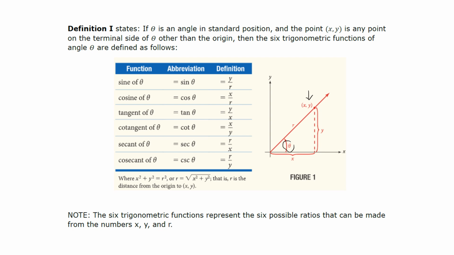So the 6 functions that we just went through, sine, cosine, tangent, cotangent, secant, and cosecant, happen to represent the 6 possible ratios that can be made from the numbers x, y, and r, which are the 3 sides of our triangle. So everything is related to each other. And r is the distance from the origin, which is the center here, (0, 0), to our point (x, y).